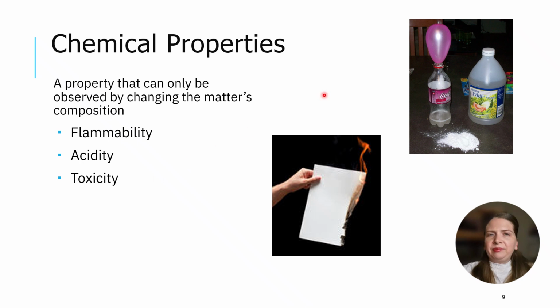chemical property. Earlier, I showed a picture of baking soda and vinegar and described their physical properties. If I mix baking soda and vinegar together, I can observe a chemical change as carbon dioxide gas is produced during the reaction.